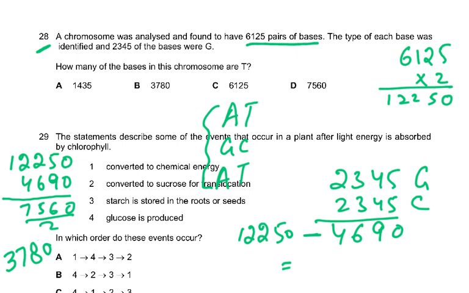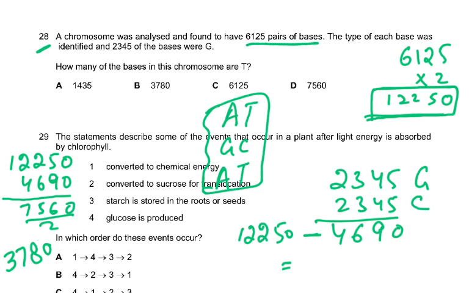So 6125 into 2: 5 twos are 10, 0 carry 1; 2 twos are 4, plus 1 is 5; 1 two is 2; 6 twos are 12. So 12,250 total bases it becomes. Got it? 6125 pairs of bases. Just like I said, 3 pairs of bases means 6 nucleotides, so I multiplied by 2. 3 into 2 is 6. So I get a total number of bases of 12250.